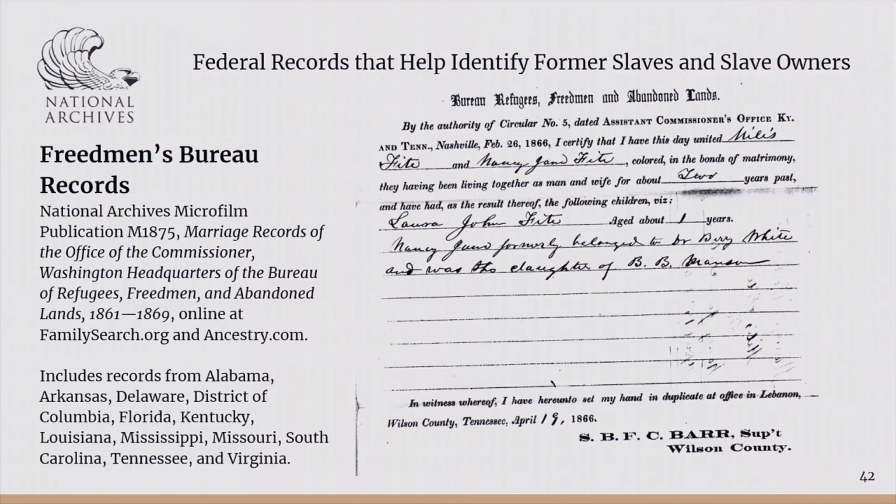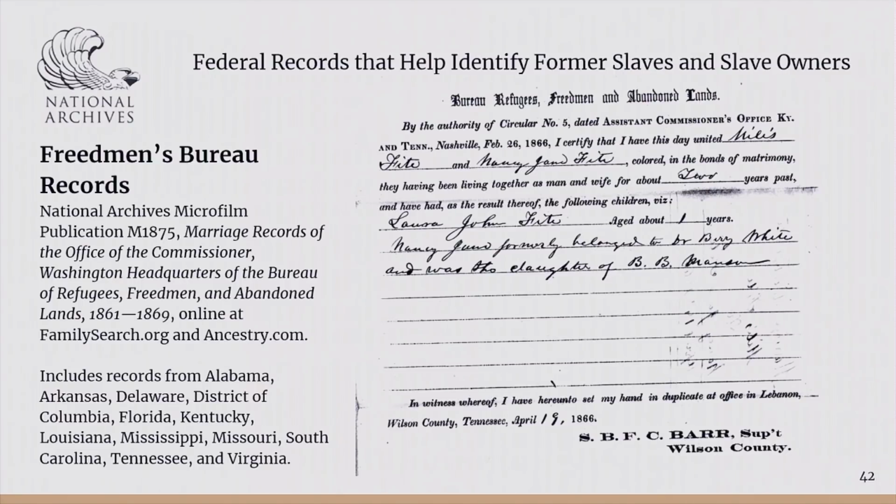And this is an example of the marriage or remarriage record of Miles Fite and his wife Nancy Jane Fite, who had been married already about 2 years and had a child named Laura John, is how it's indicated here, probably Laura Jane, but Laura Jane Fite aged about 1 year, and it helpfully indicates Nancy Jane formerly belonged to Barry White. I looked him up, his full name is Bartholomew, and she was the daughter of B.B. Manson. So a lot of information packed into this one little form right here, dated April 19, 1866, about a year after the Civil War.